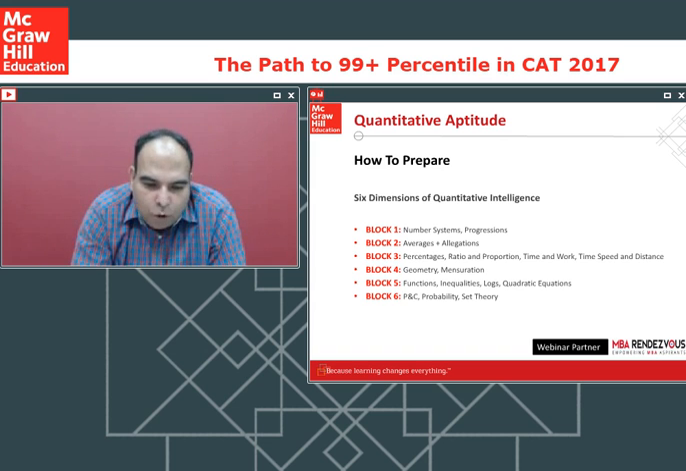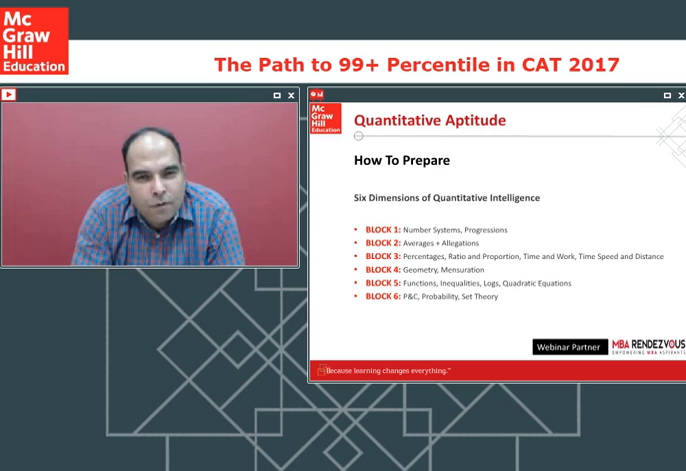Block 5, functions and the like, is a total of around 800 questions. That's the number that would start giving you value in terms of the test. Functions would be around 250. Inequalities would be around 100 questions to solve. Logs would be around 50 questions. Quadratics would be around 200 to 250, not just quadratic equations, but the complete equations as a chapter. Quadratic and other equations would be around 200 to 250 questions more. So that would be around 600 to 800 questions.